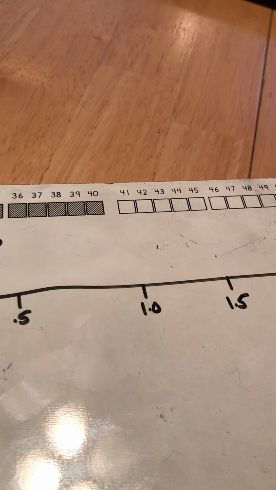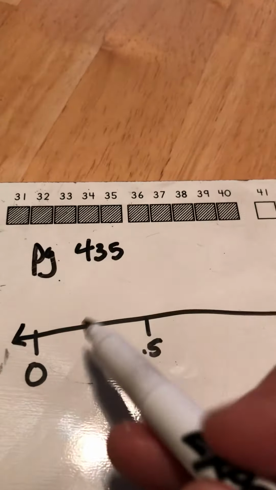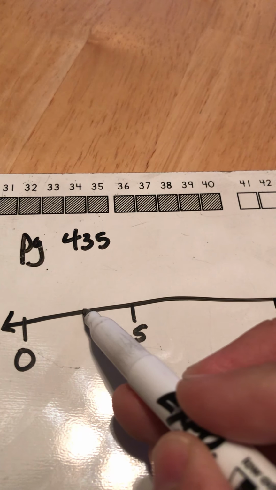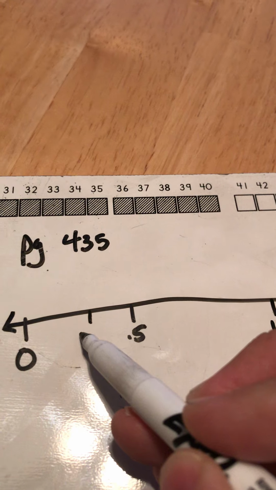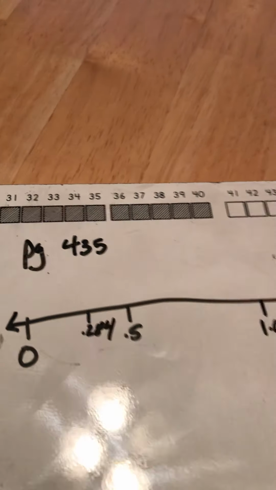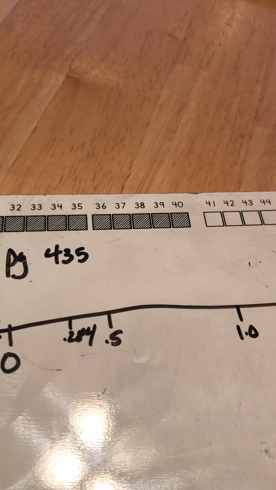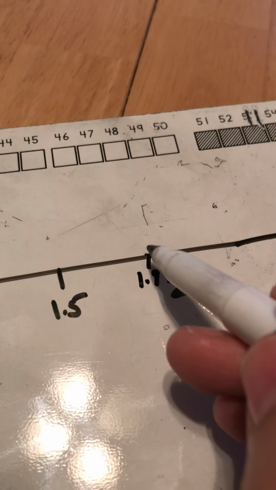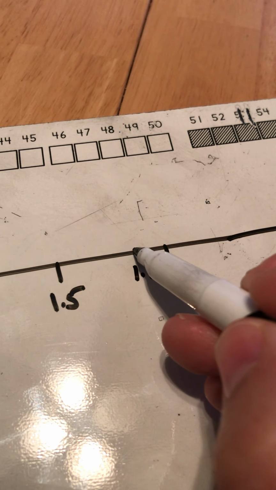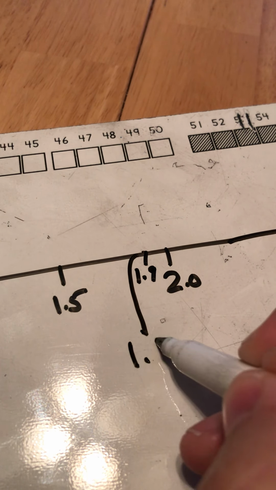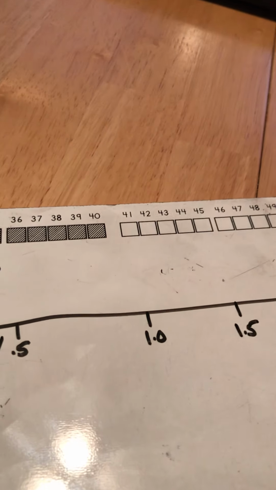Number 2 is 284 thousandths. That is going to be a little bit more than halfway here. Probably about right there. 284 thousandths. Number 3 was 1 and 899 thousandths. So 1 and 899 thousandths would be close to where we just put this one. I'm going to make it down here a little bit. There we go.